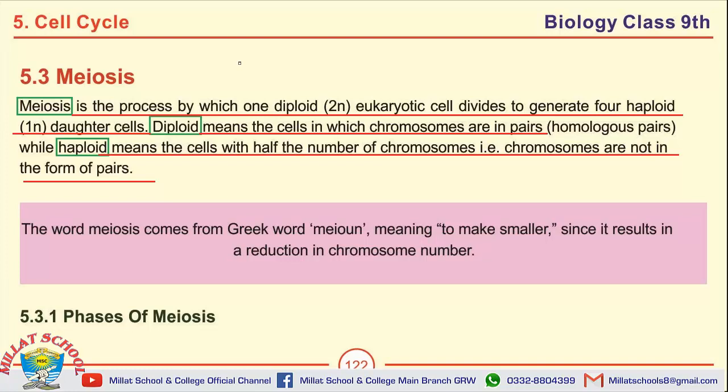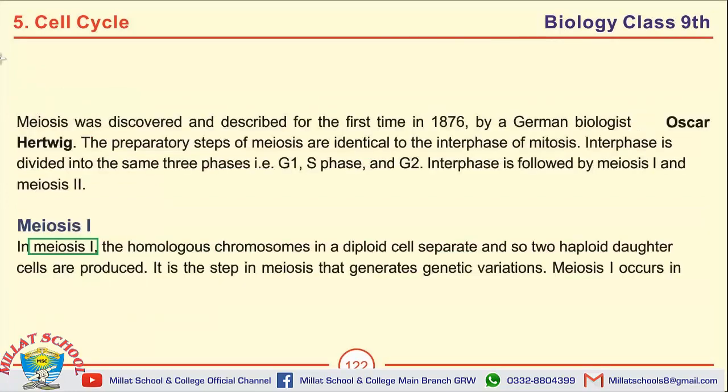Some MCQs from this page are, the first one is from the definition of meiosis, other one from diploid and haploid. And the word meiosis comes from the Greek word meion, meaning to make smaller. Meiosis is reduction in chromosome number. There are two short questions on this page. The first one is about the interphase of meiosis. Interphase of meiosis is divided into three phases, G1, S and G2.